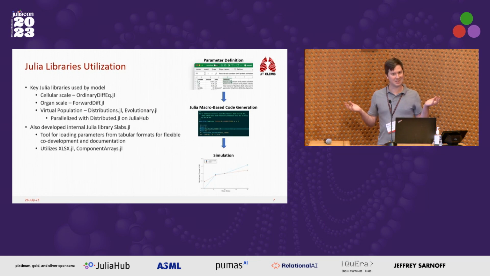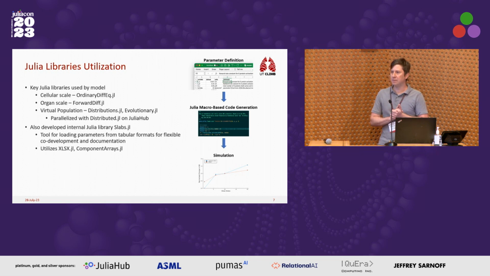So this is a JuliaCon talk. I should talk about how I use Julia. So each of these parts I just talked about uses different Julia libraries. The cell scale model uses ordinary differential equations, because it's a bunch of ordinary differential equations. The organ scale model uses ForwardDiff. And then for this virtual population generation, we fit distributions. So we use Distributions.jl, we use Evolutionary.jl for the genetic algorithm.